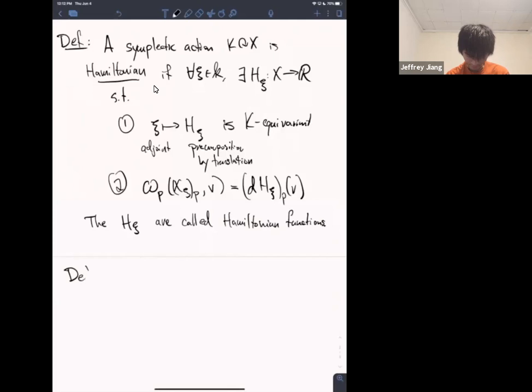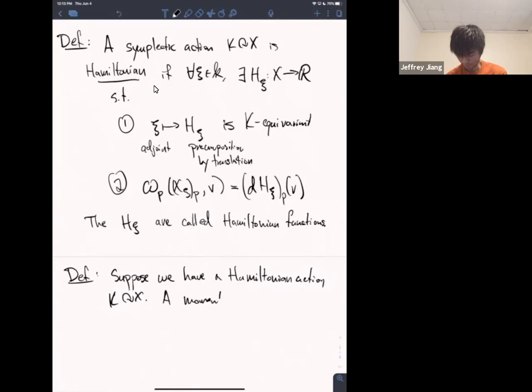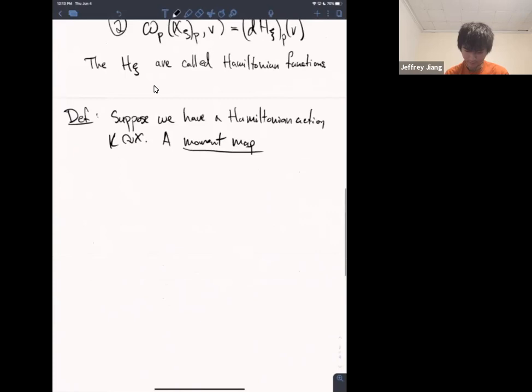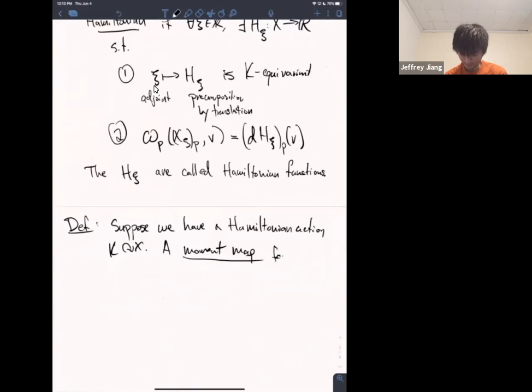Okay, so I'll follow this up immediately with another definition. So suppose we have a Hamiltonian action of K on X. A moment map for this action is a K equivariant map, usually denoted mu, going from K to the dual of the Lie algebra.